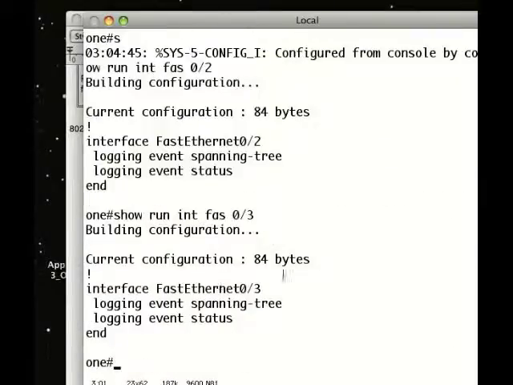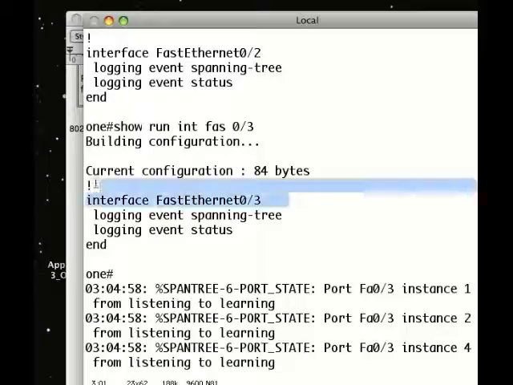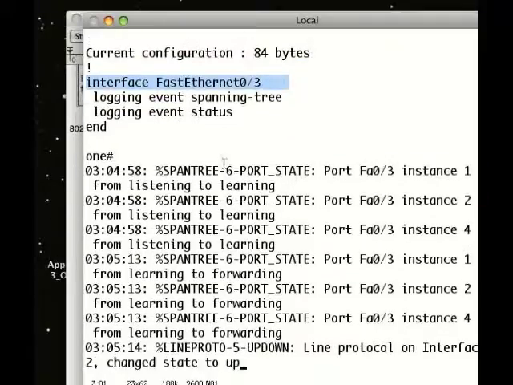Okay, so in fast Ethernet 0/3, I just configured it to be native VLAN 1, and I configured the switchport mode to be dynamic auto. And those configs did not get into here. Well, what does that mean? What that means is those commands are the default. The default VLAN is VLAN 1. The default mode is automatic. And now you can see that spanning tree is moving from listening to learning to forwarding, and so spanning tree is now working between those boxes.